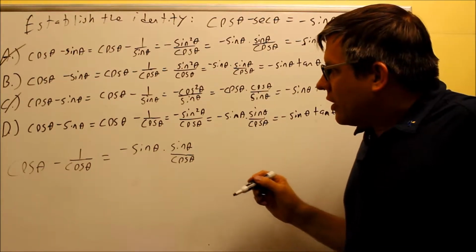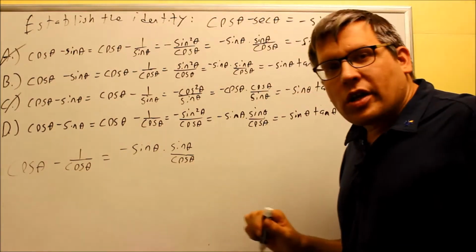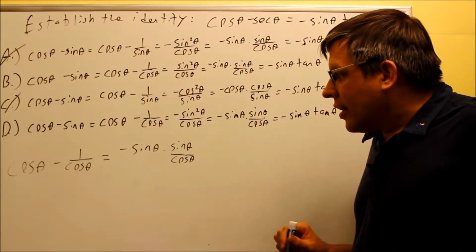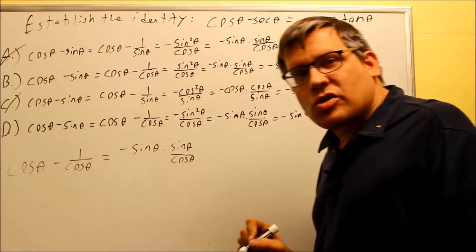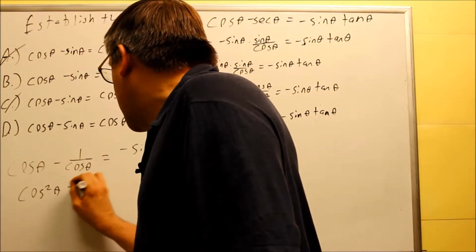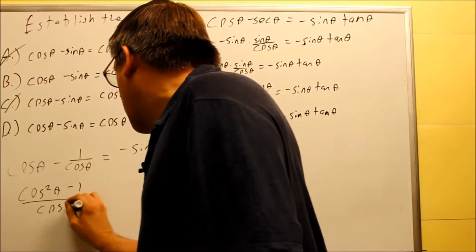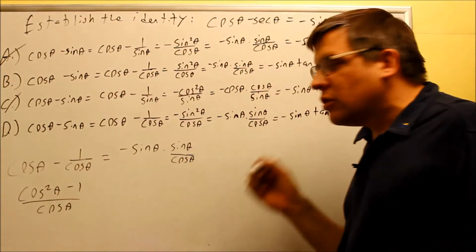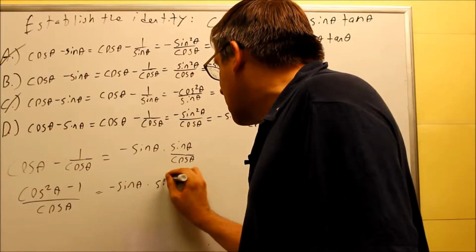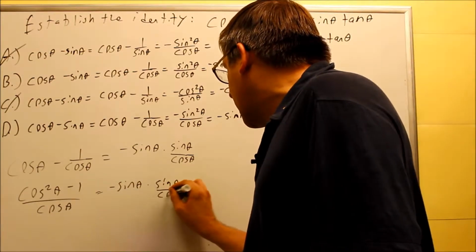Okay? And then the next thing I would do here is get some common denominators. So I would multiply top and bottom by cosine over cosine, and I would get cosine squared theta minus 1 over cosine theta. That would be the next step that I would do if I were doing this by hand. Of course I would carry down this same step here and leave it like that.